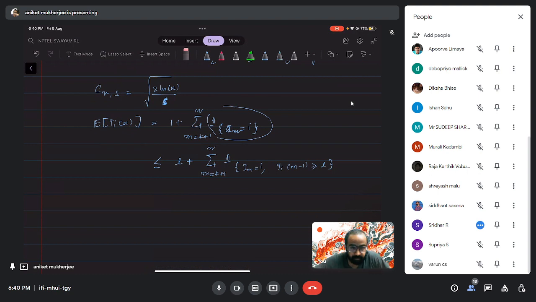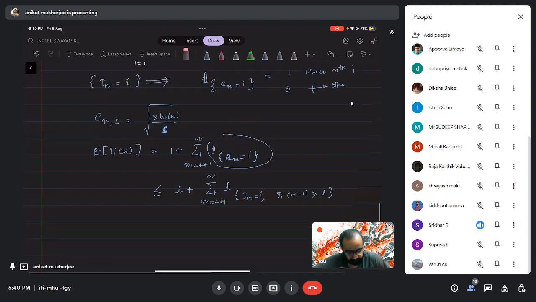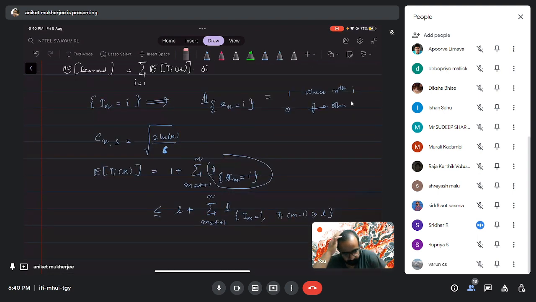Ankit, I have a question regarding TI of n and the expectation of TI of n. As per definition, TI of n is the number of times you pull the arm I when you are playing, say, n times. If you are playing 100 times and arm I is pulled only 20 times, that means 20 times is what you are pulling the arm I. How are you differentiating that in the expected value of TI of n? That's what I'm not getting.